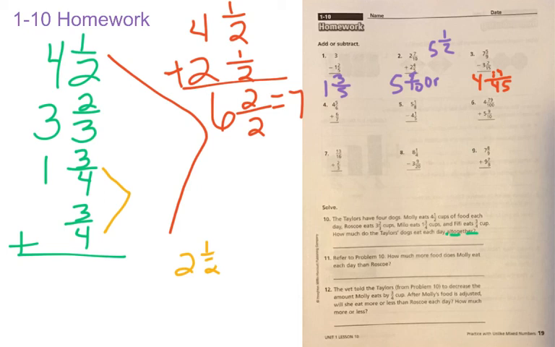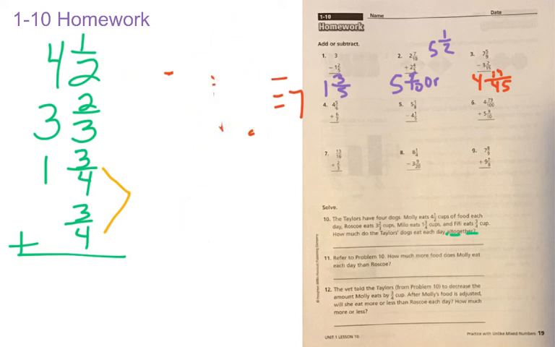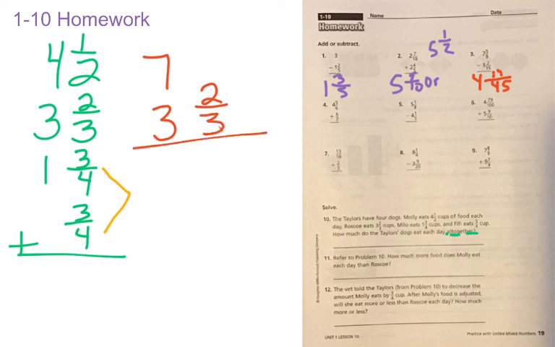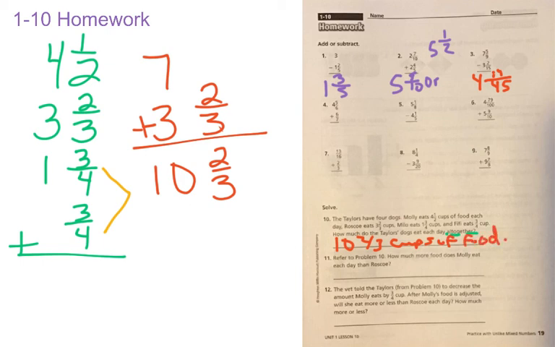So now all I have left to add is my 7, because I've added everything together, plus my 3 2/3. And now I don't need a fraction in the top because I'm adding. So my fraction is just 2/3. And 7 plus 3 is equal to 10. So my answer is 10 2/3 cups of food. Please make sure you include your label.